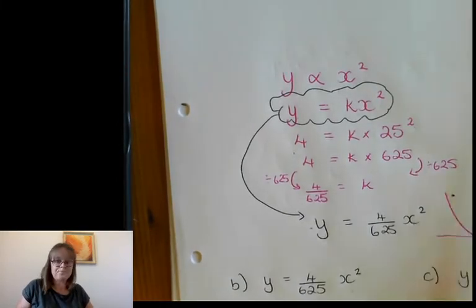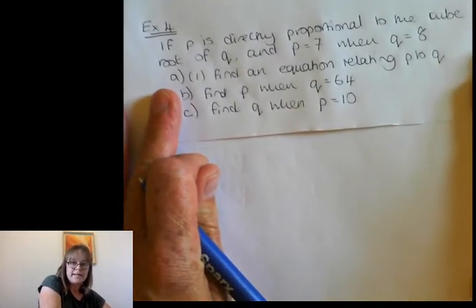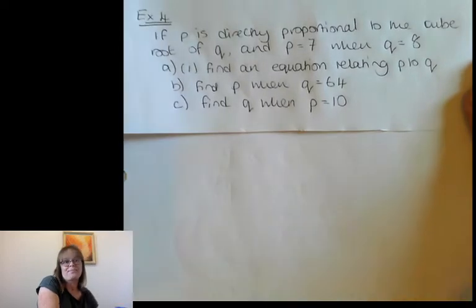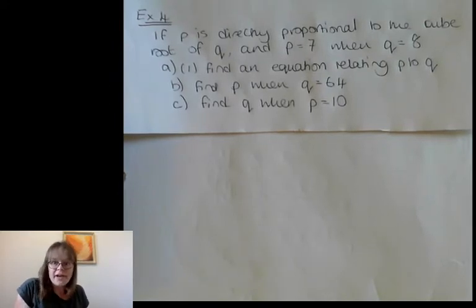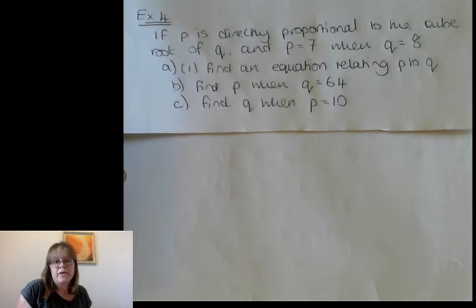We're going to do one more example together, and then you're going to practice some. So let's have a look at this one next. Get it into shot for you. So, if p is directly proportional to the cube root of q, and p is 7 when q is 8, find an equation, you know how they go by now, and then find p when I've got q, find q when I've got p.